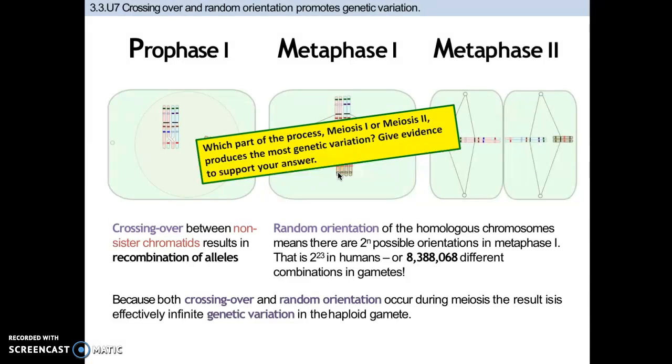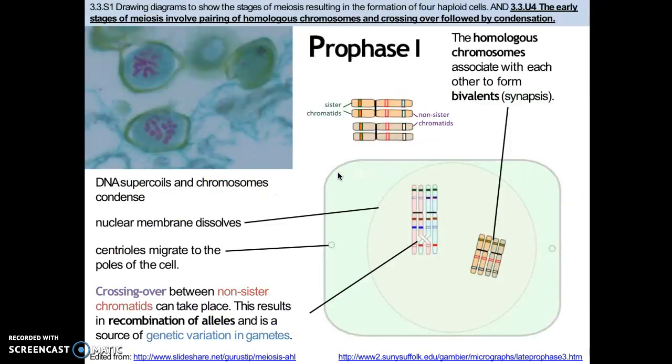You could practice thinking about this in a minute, but which part of the process, meiosis 1 or meiosis 2, produces the most genetic variation? And give some evidence to support your answer.